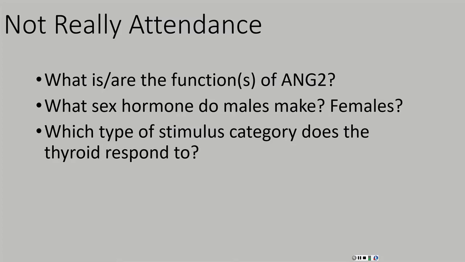Which type of stimulus category does the thyroid respond to? Remember the different types of stimulus category from our first lecture in endocrine? Well, the thyroid actually responds to more than one. The parafollicular cells, the C cells that release calcitonin, respond to humoral stimuli, levels of calcium in the blood. The thyroid follicles are tropic. They respond to thyroid stimulating hormone, or thyrotropin.